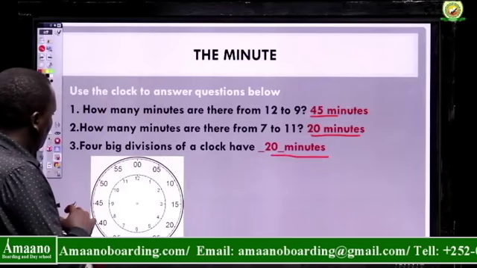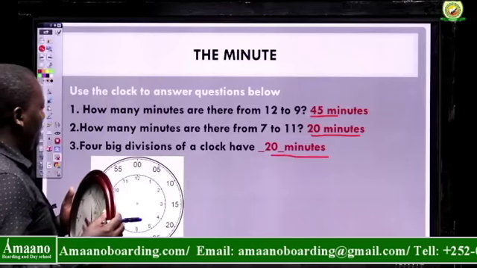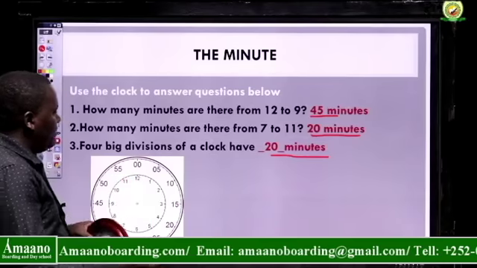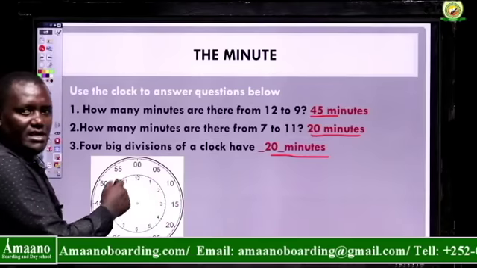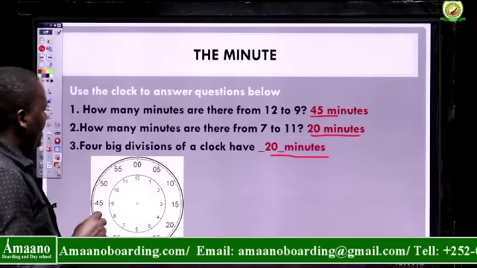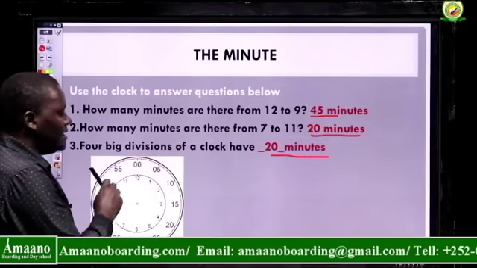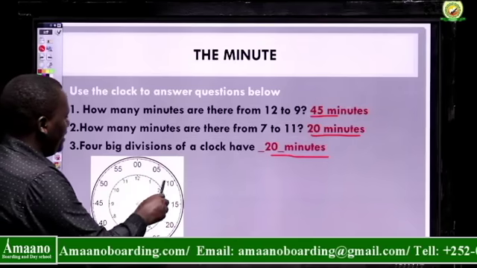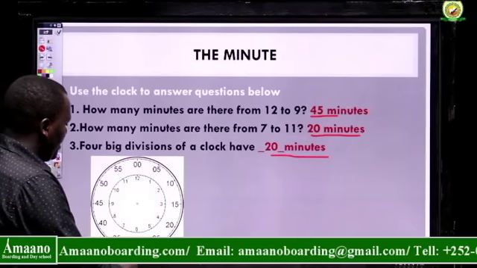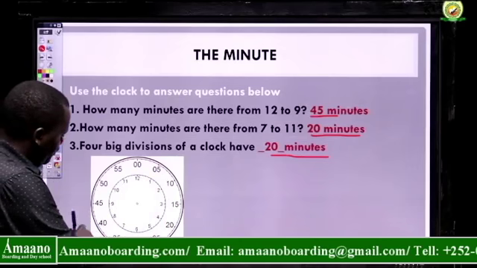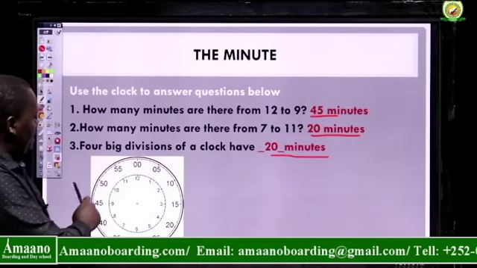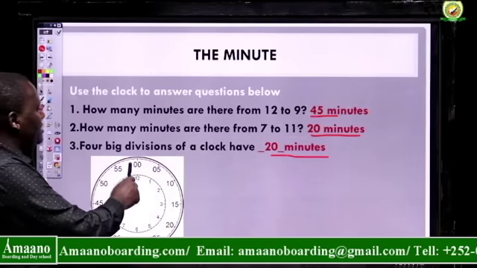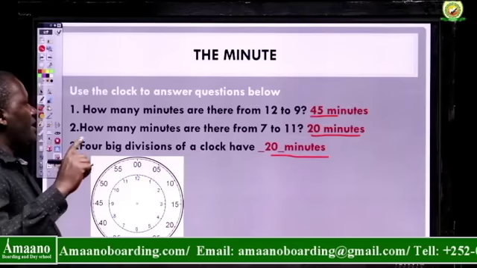So from this, what we are learning is how we can count the minutes and the hours that we are given. From one number to another number, that is 5 minutes. Like this is 5, 10, 15, 20, 25, 30, 35, 40, 45, 50, 55. This is 60, which equals 1 complete hour.